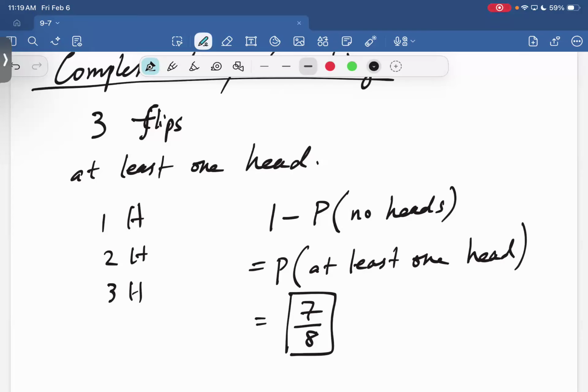Yep, because that means you have all tails, right? So then it would be 31.